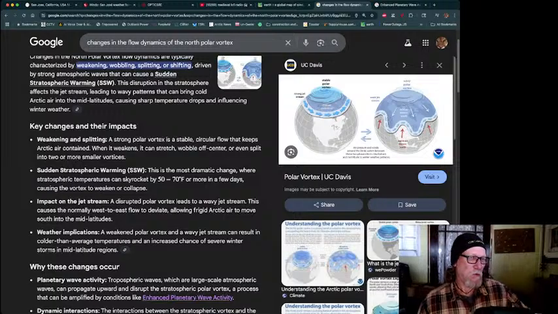Key changes and their impacts. Weakening and splitting. A strong polar vortex is a stable circular flow that keeps Arctic air contained. When it weakens, it can stretch, wobble off center, or even split into two or more smaller vortices.